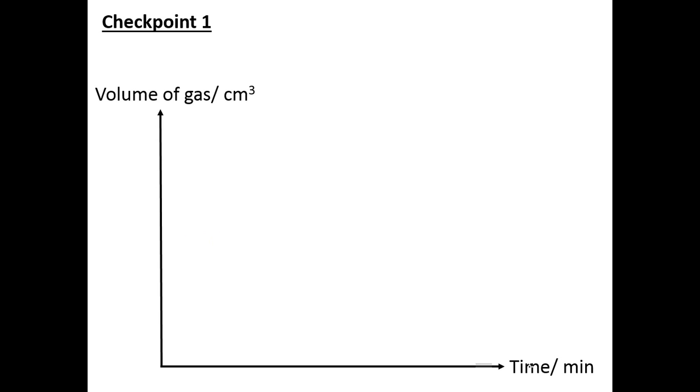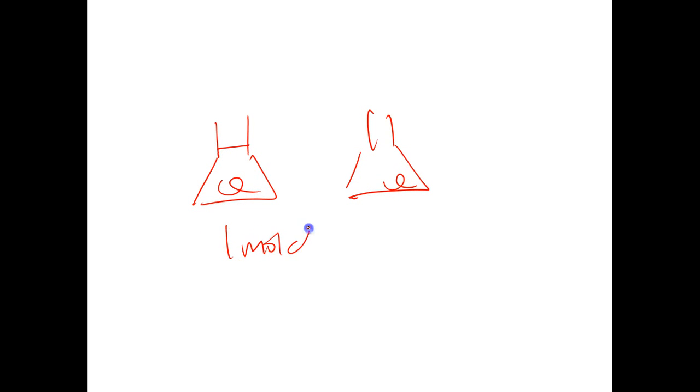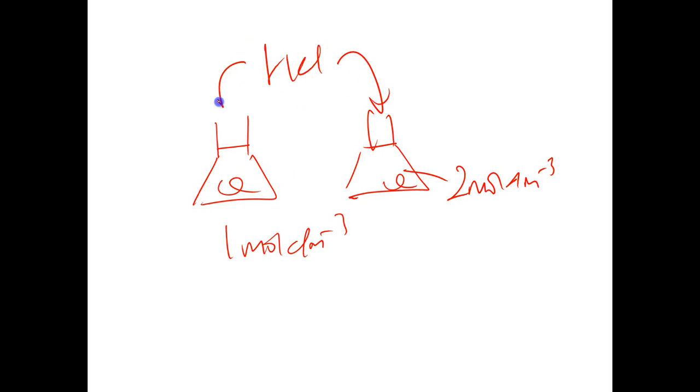So in checkpoint 1, we have two containers, two conical flasks. They both contain some magnesium ribbon, the same mass of magnesium ribbon, but in the first one we have 1 mole per dm cube of HCl, and in the second one we have 2 moles per dm cube HCl. So both cases contain HCl. If we were to draw the rate of evolution of gas from these two conical flasks, how would they look like?